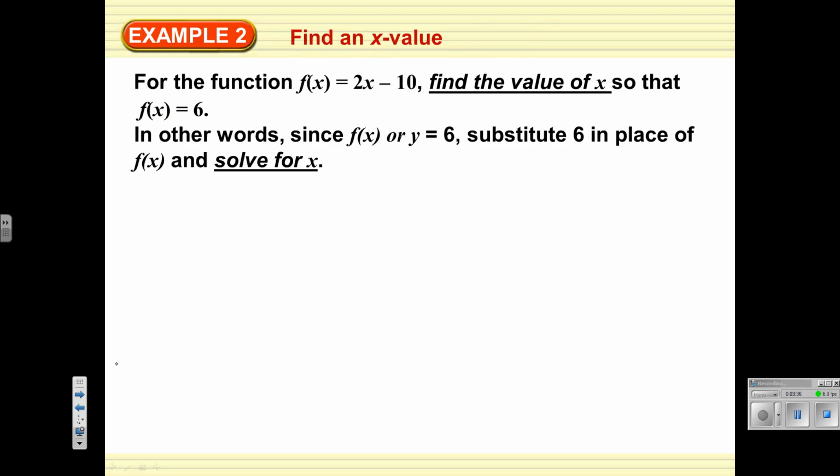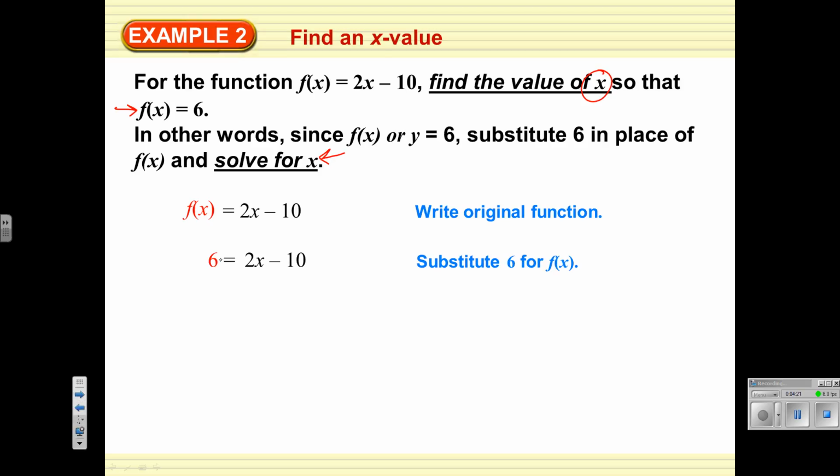All right. For the function f of x equals 2x minus 10, find the value of x so that f of x equals 6. Okay, so in other words, since f of x, or y, equals 6, we are going to substitute 6 in the place of the f of x and then solve for x, because that's what we're looking for. Find the value of x. So obviously we need to solve for x. So here we go. F of x is in red because that is what we are going to change. Our f of x equals 6. It is what we know. The x is what we don't know.